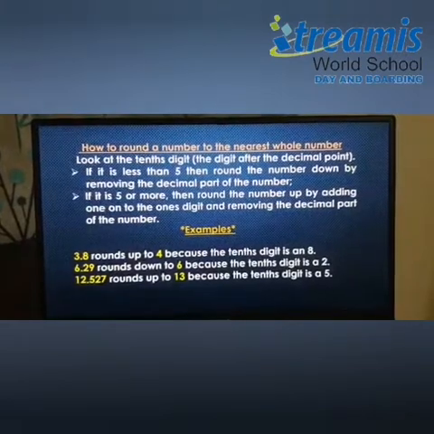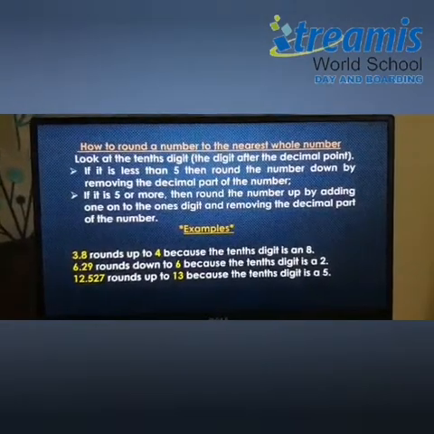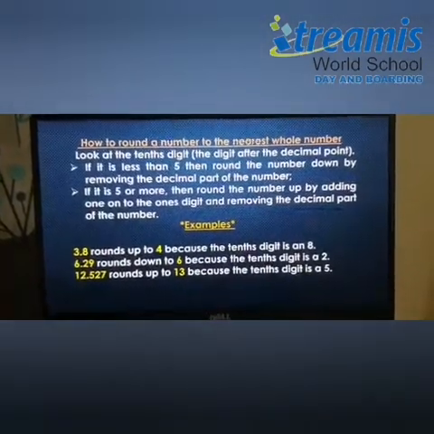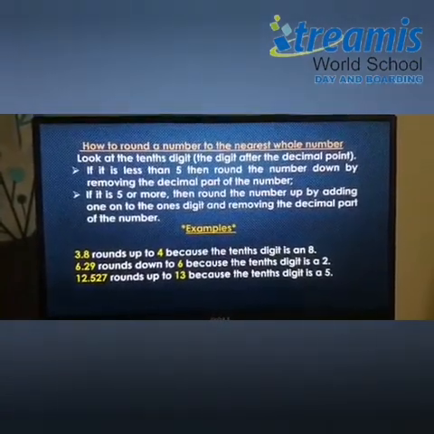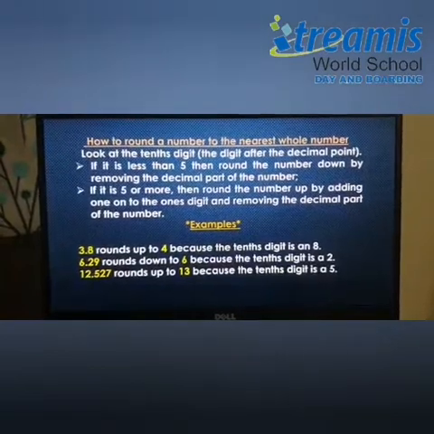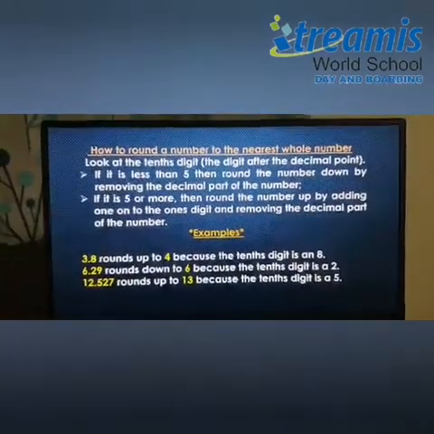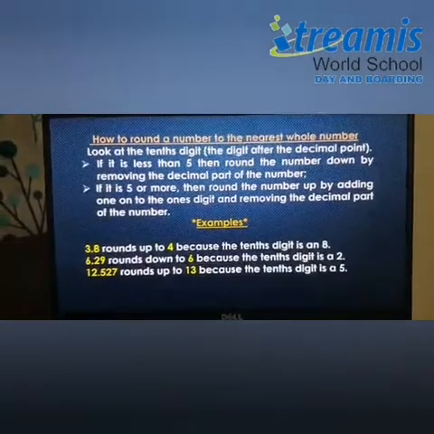6.29 rounds down to 6 because the tenths digit is a 2. And 12.527 rounds up to 13 because the tenths digit is a 5. So let's see a few more examples, children.